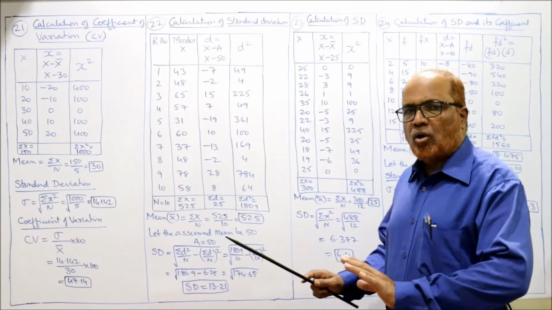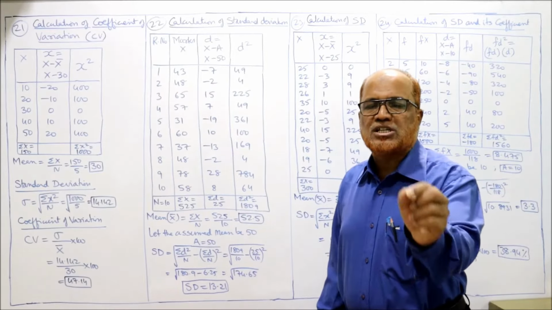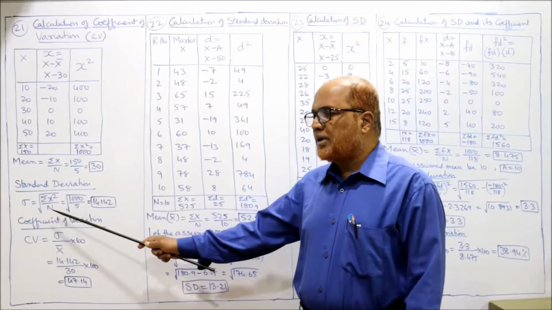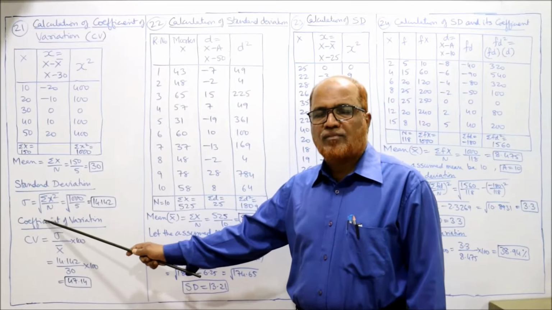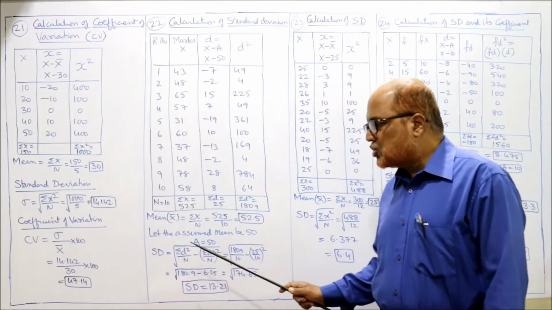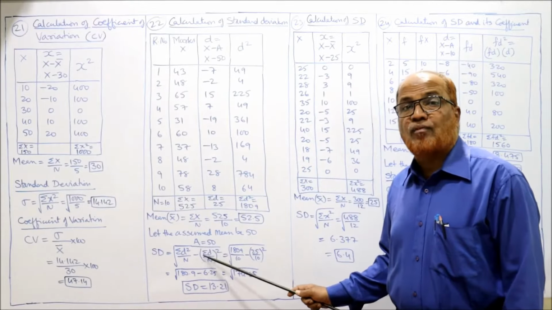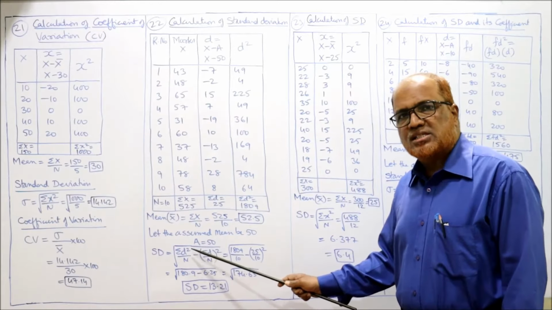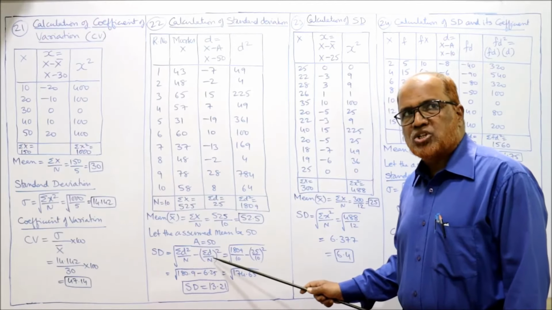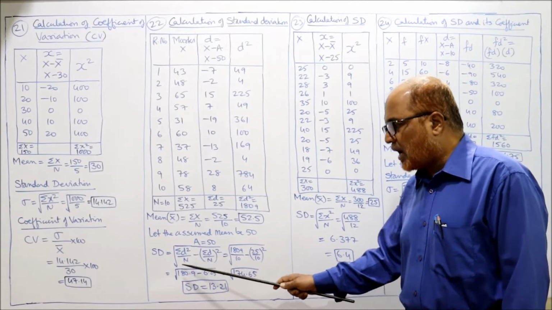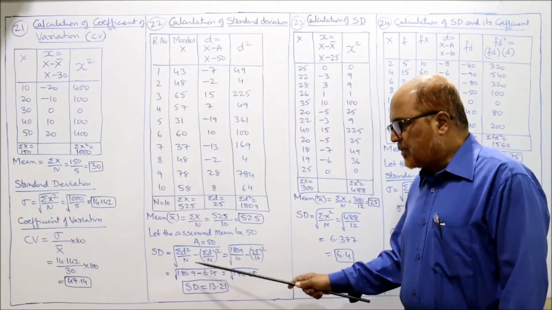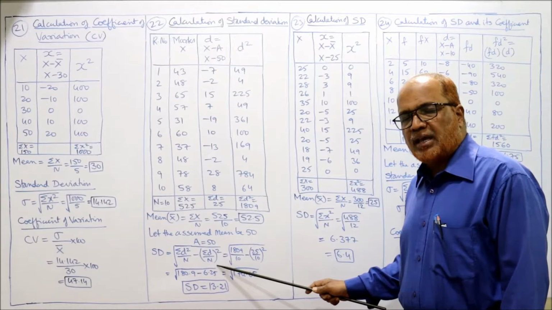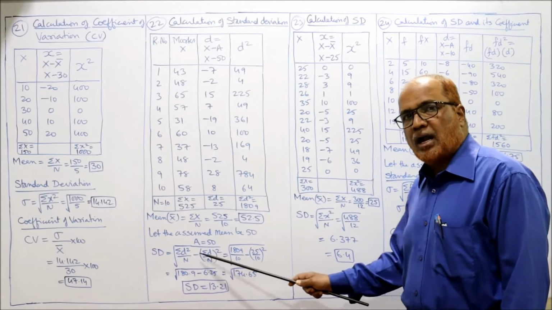Now you have made all the calculations. Simply you have to substitute the values in the formula. You have to remember the formula. Actual mean का formula यहाँ, actual standard deviation का formula यहाँ है और assumed mean से अगर deviations लेंगे तो formula will change. Now standard deviation is equal to summation d square by n minus summation d by n whole square under root.